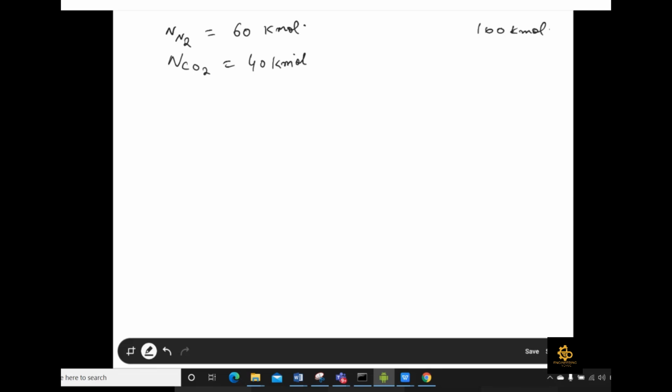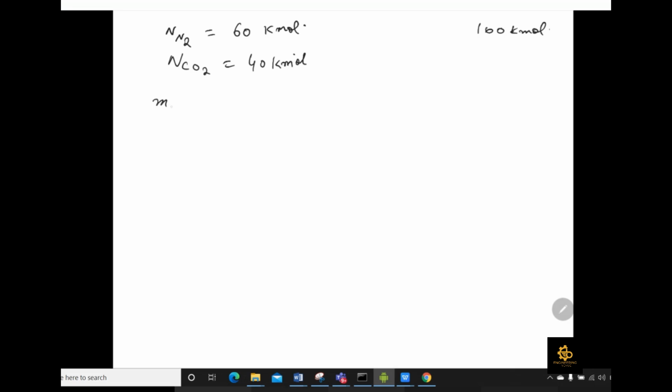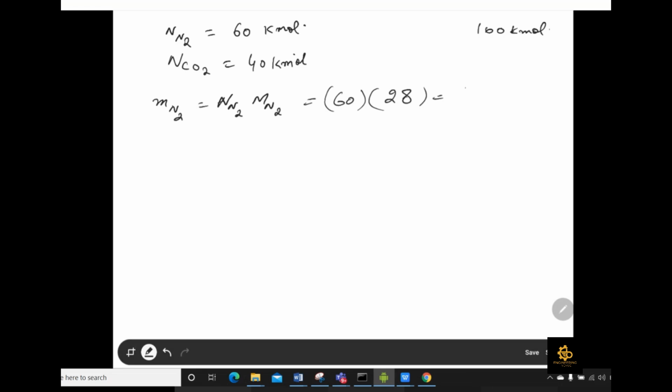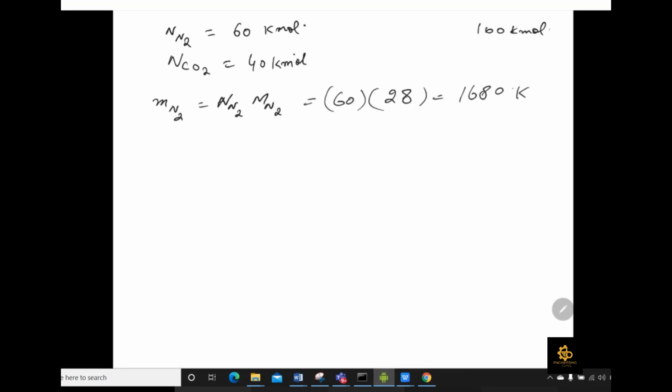From here, the first thing we have to find in order to proceed with the mass fraction is the mass of the individual components. The mass of the first component, mN2, will be equal to the number of moles of N2 times the molar mass of N2. The number of moles is already given in the question, which is 60, and the molar mass of N2 you can find from table A1, which is 28 kilogram per kilomole. If you multiply these two terms, it will be equal to 1680 kg.